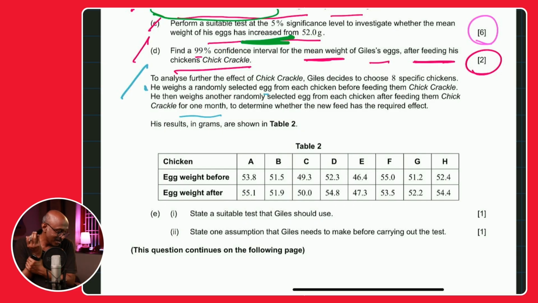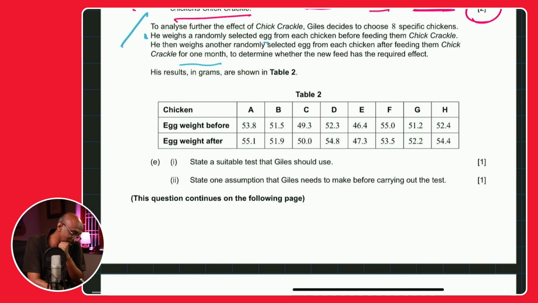This guy is amazing. He's probably doing some math or something like that to determine whether the new feed has the required effect. The required effect is basically he's looking whether the mean weight has increased or not. His resultant grams are shown in this particular table, table 2.